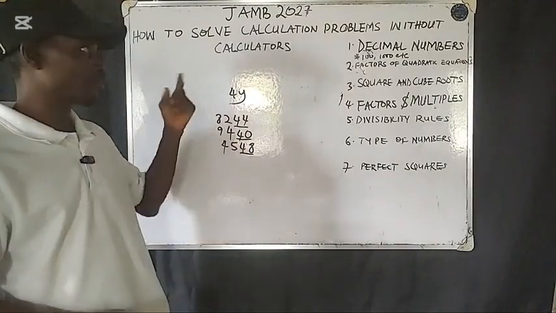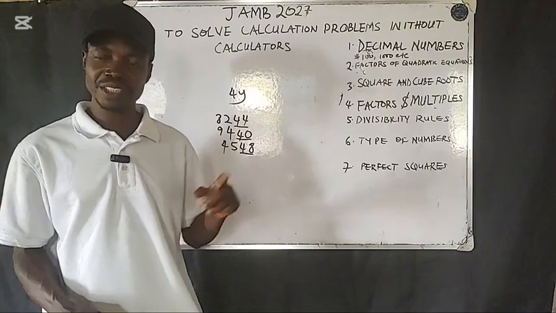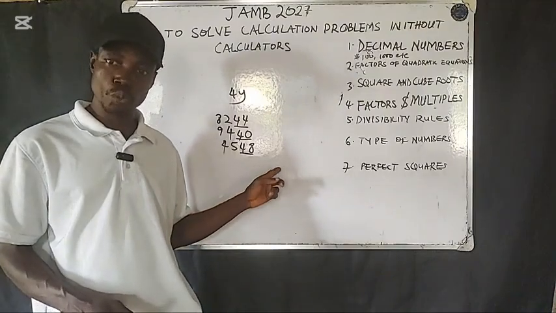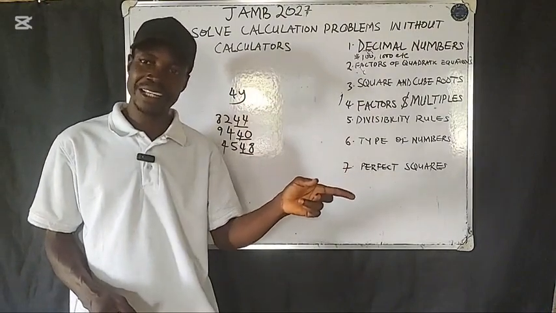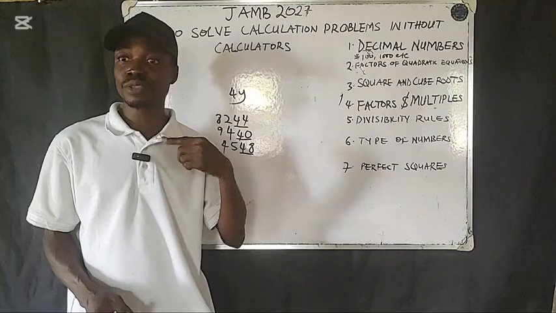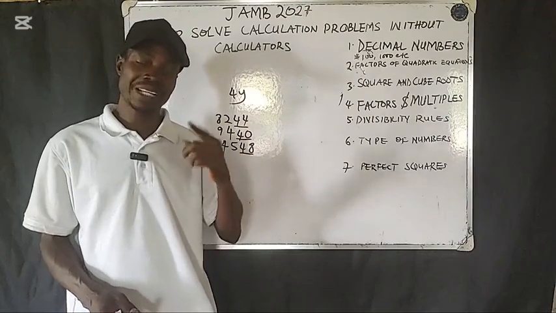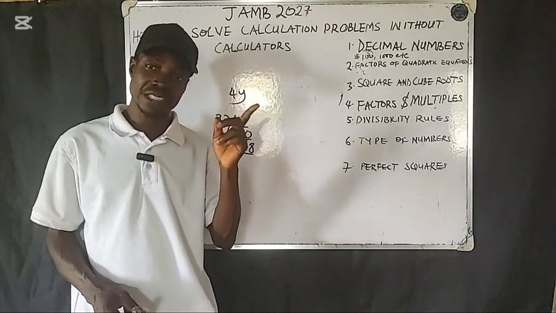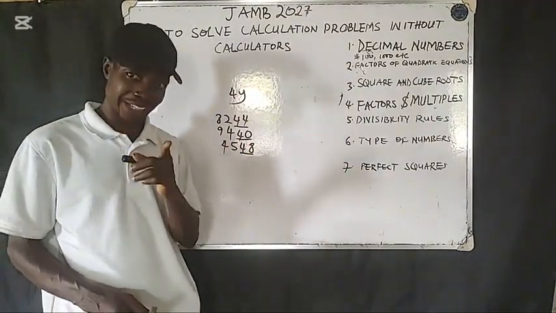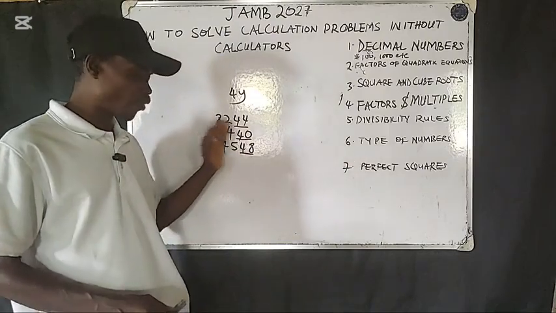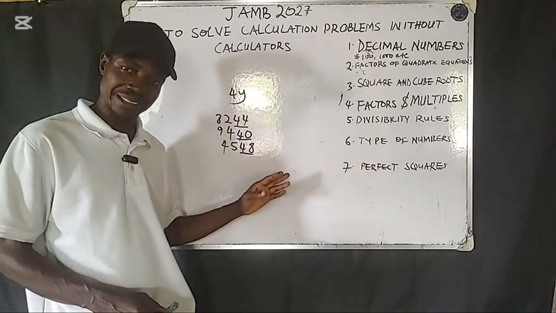This is different from the first rule about 2. No, 2 can divide a number when the last digit is an even number, right? When the last digit is an even number, 2 can divide, am I right? But this one, it's not just the last digit now. The last 2 digits form a number, right?